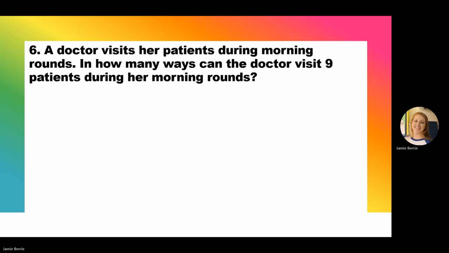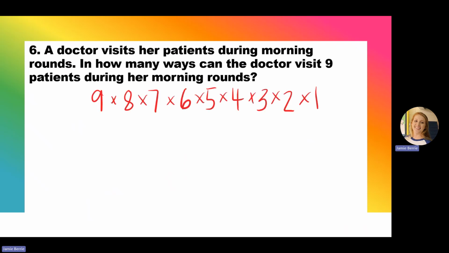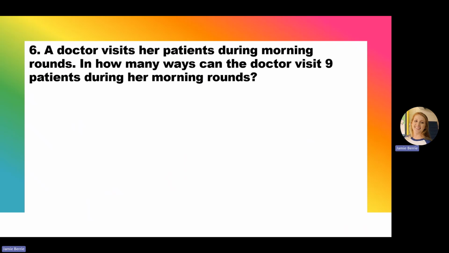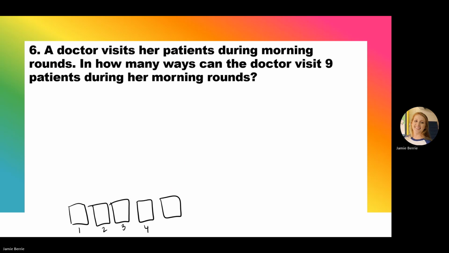The way that we've done this in the past is we would draw a little box for each choice. We would say, okay, we have to make 9 choices here. So this is going to be the first person that I go see. This is going to be the second person this doctor goes and sees. I've got 9 people altogether.